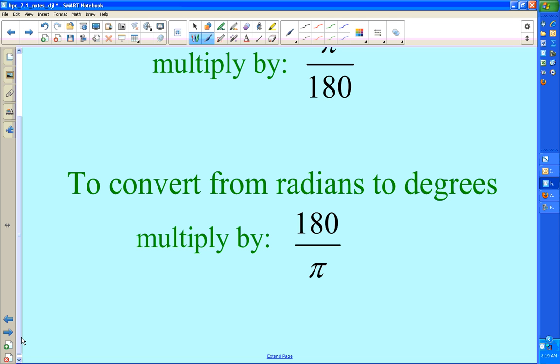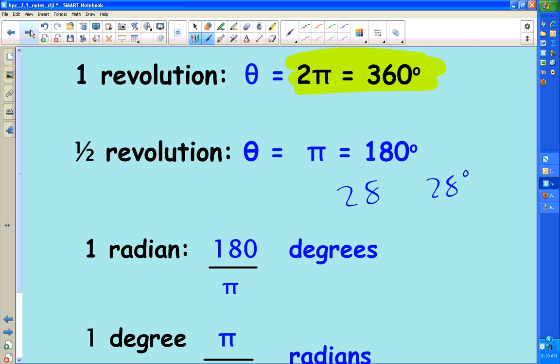Again, we are all about being exact, so we typically don't want the approximate. We want to know that it's 3 pi over 2 radians. We want to know that it's pi over 6 radians, pi over 3 radians, 5 pi over 3 radians. You want to have exact values, so we will not be substituting in for pi. One revolution is 2 pi or 360 degrees.